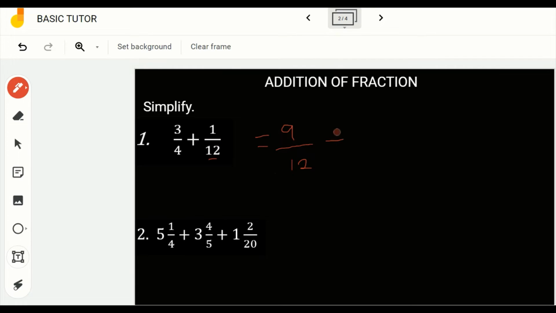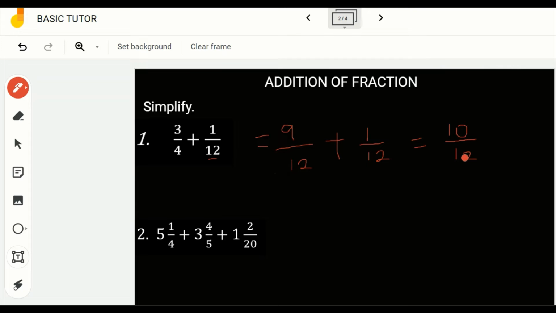plus 1 over 12. So basically I will multiply this 1 by 1 and 12 by 1. So right here I have equal denominator. So all I do here is just 9 plus 1 is 10 over 12. I wrote 12 because they are the same. So my answer is 10 over 12.